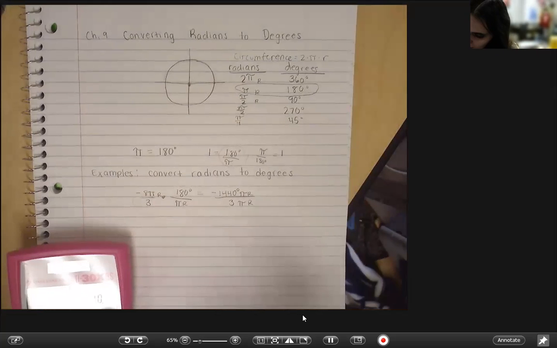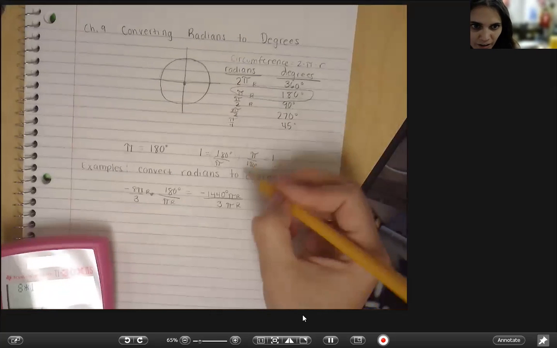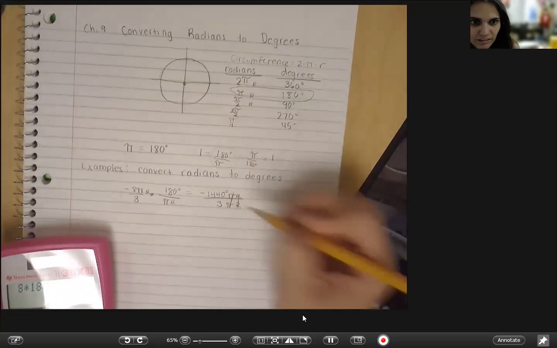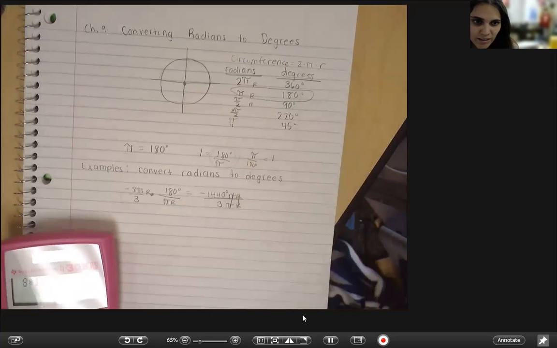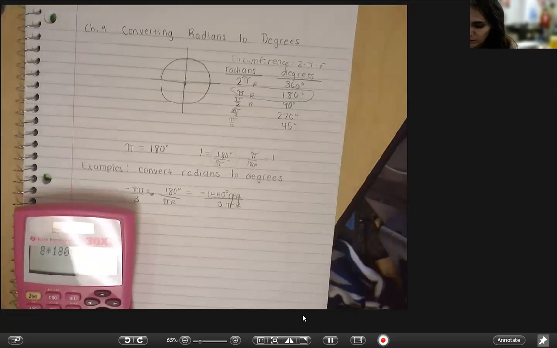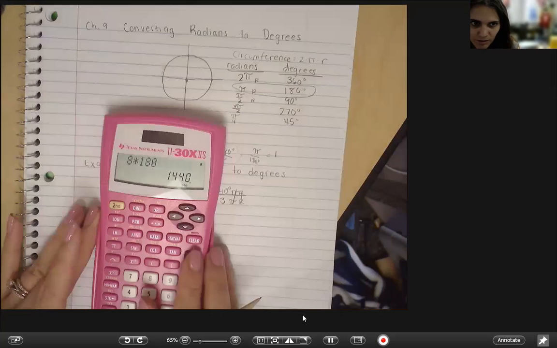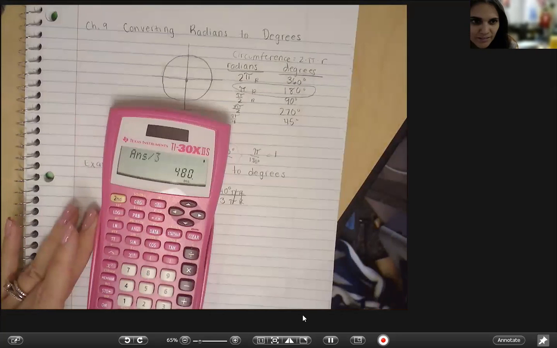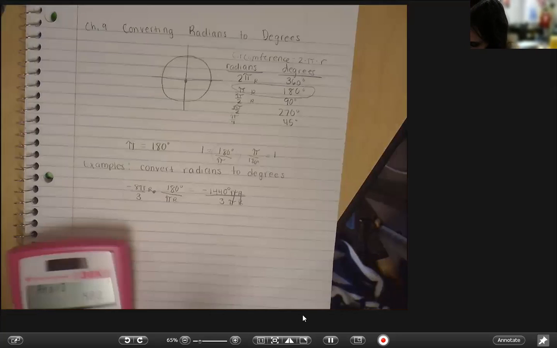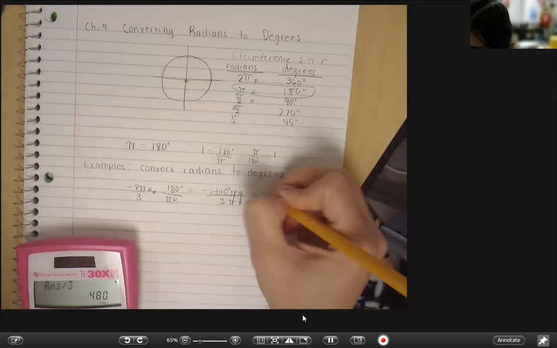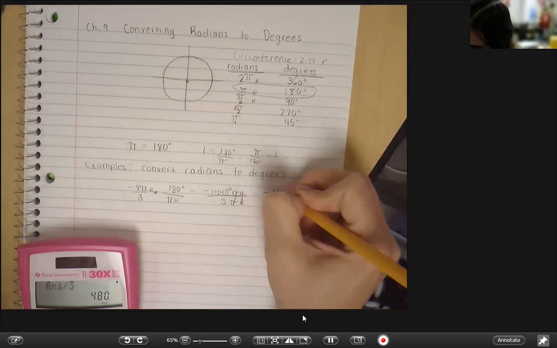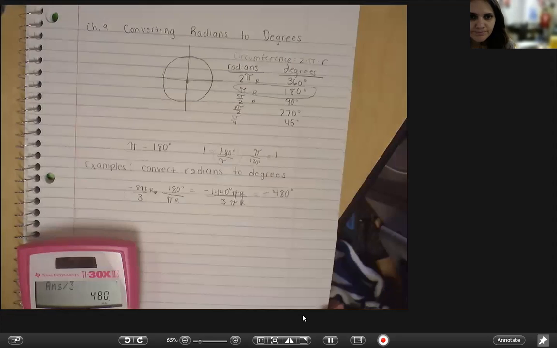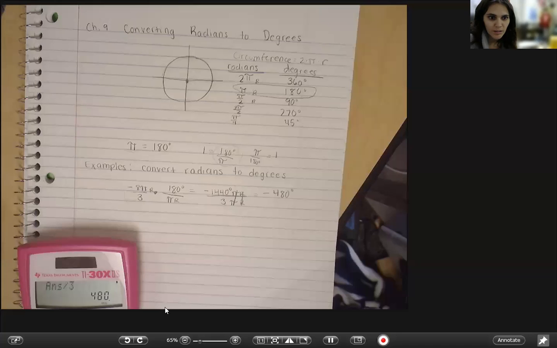Well, can I cancel anything out? So far I can cancel out the pi radians, and I'm left with negative 1440 degrees divided by 3. Let's see, can I divide that by 3? I can. So I'm going to end up with negative 480 degrees.